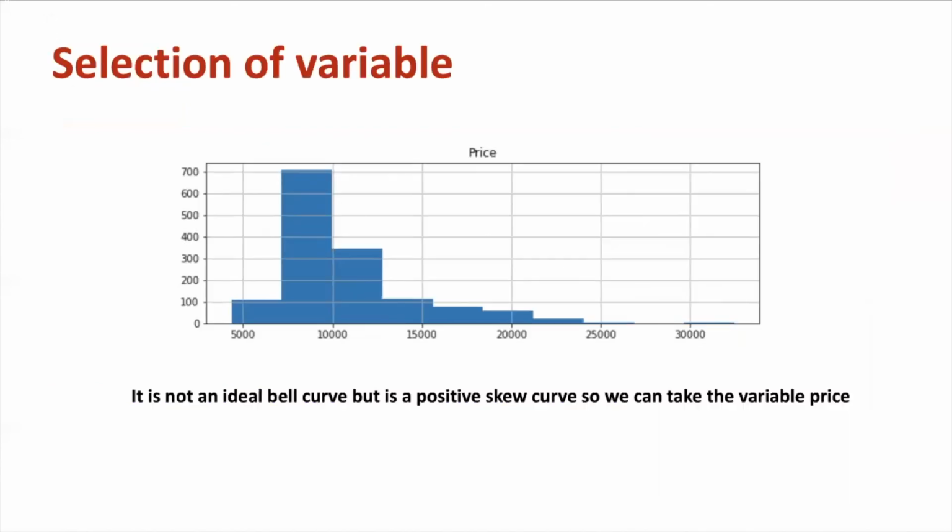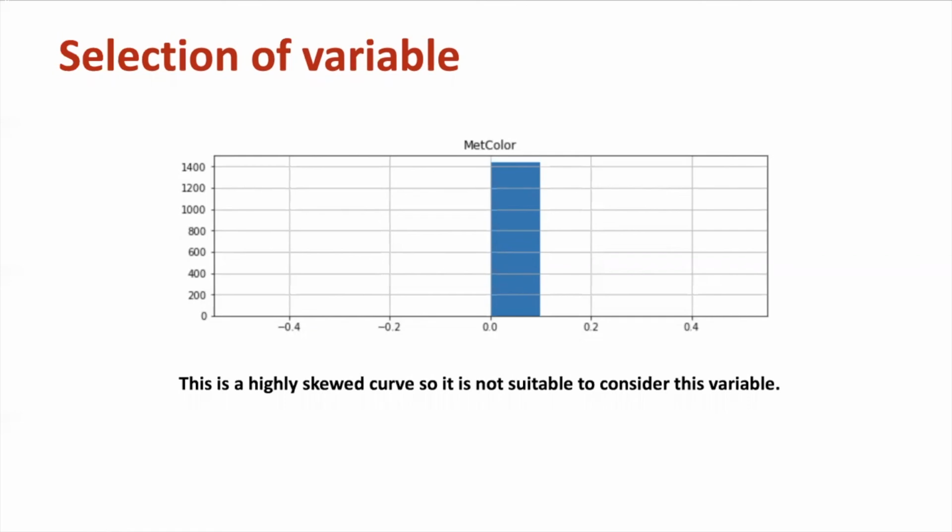Now we have a better understanding of normal distribution. So we will look at how it helps the user in selecting variables for machine learning algorithms. In the given figure, as you can see, it is a positive skew curve. It is not an ideal bell curve and does not have a normal distribution. But we can select the variable price because we can predict from this data. Now in the second curve, you can see it is a highly skewed curve, so it is not suitable to consider this variable.